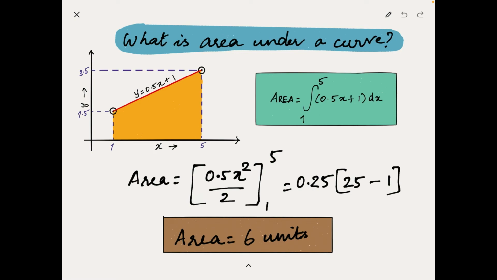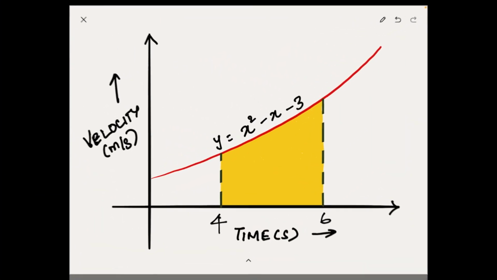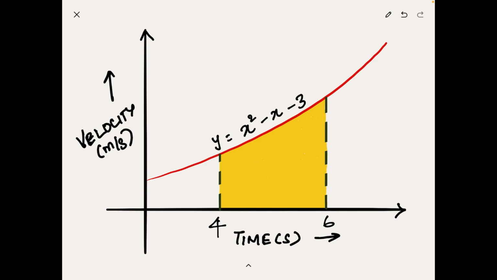In this way, we can simply use integral calculus to calculate the area under any given curve provided we know the function of the curve. This is a simple example with a linear curve, but this method will work for non-linear curves as well. I would encourage you all to try and solve this example of the velocity versus time curve. Here the curve is expressed by a quadratic function x square minus x minus 3 between the interval 4 to 6 seconds. Try to make an integral equation for the area under the curve with the intervals and solve it to find out the distance covered between 4 to 6 seconds.